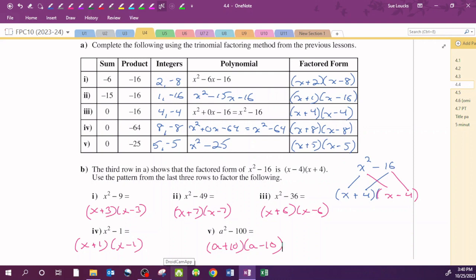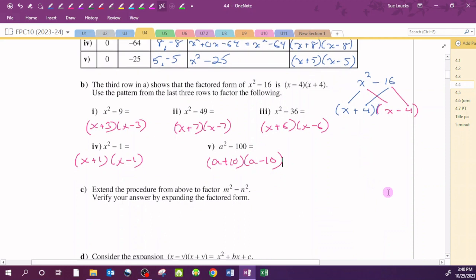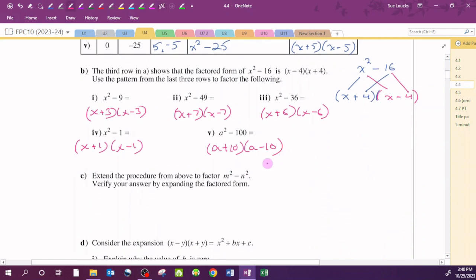You can do that as well. It does work, but this is just so much faster. Okay. So let's extend this procedure above to factor this one. So m squared minus n squared would factor to m plus n times m minus n. That's just following the pattern. And then it says to verify it by expanding it.